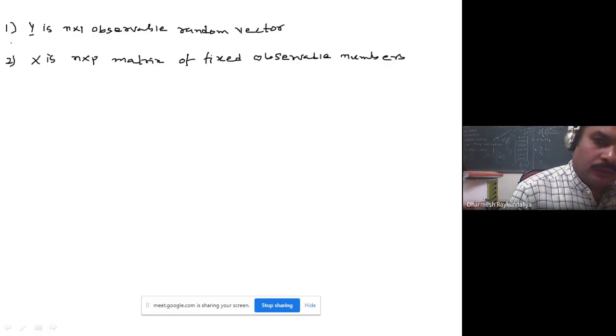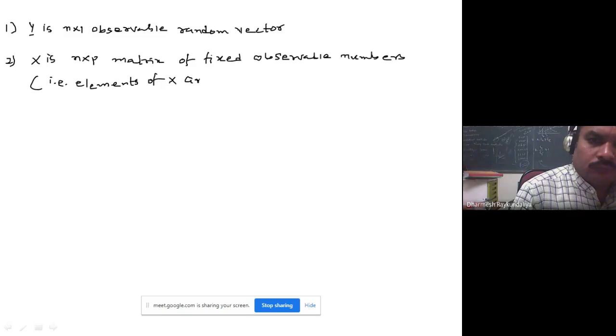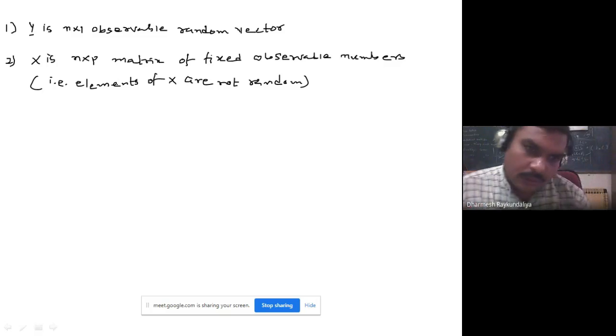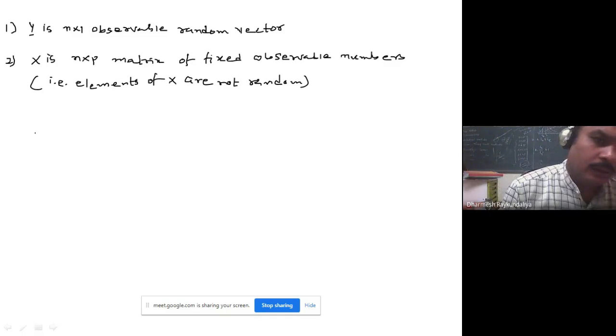That is, the elements of X are not random. So if you compare the linear model with the regression model, here X is random in regression, however in a linear model it is fixed. So that is the only difference between the linear model and regression.